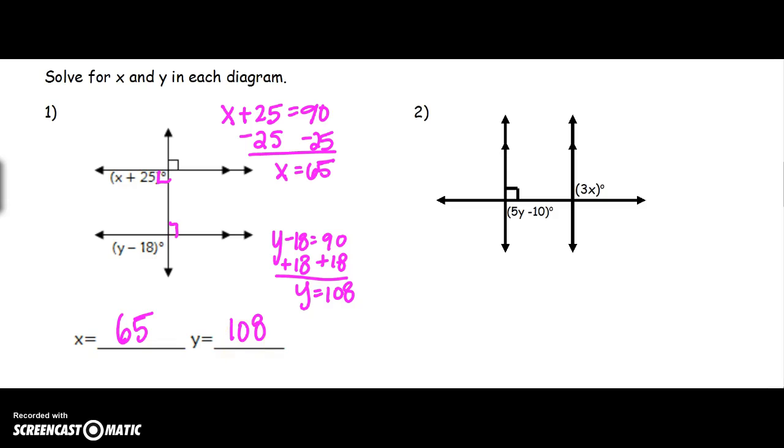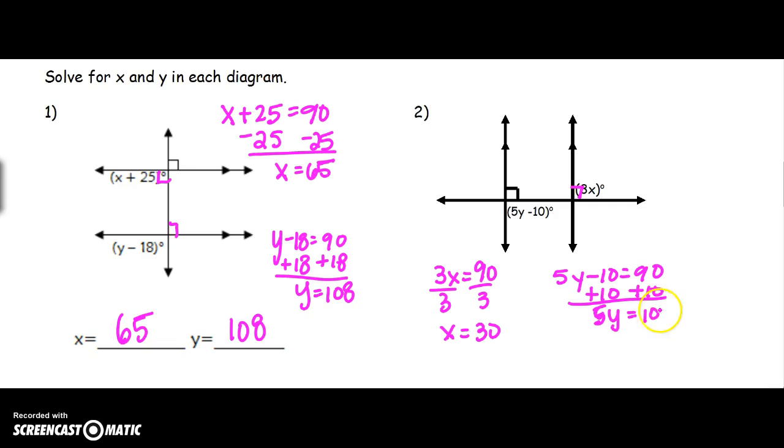Take a second and try the second one. If you want to pause the video, you can. All right, since you have parallel lines, you have one line on the transversal that's perpendicular, which means this one's perpendicular as well, which means you can take each of these and set it equal to 90. In the first one, you would divide by 3, so X is 30. And the second one, you would add 10. So you have 5Y is equal to 100. When you divide by 5, Y equals 20.